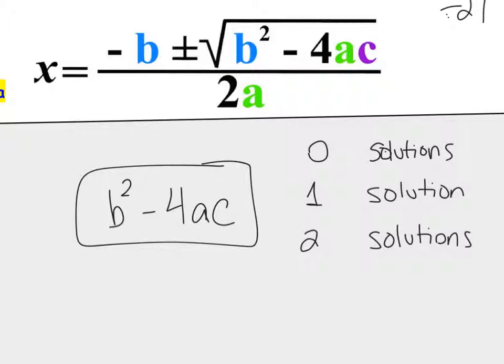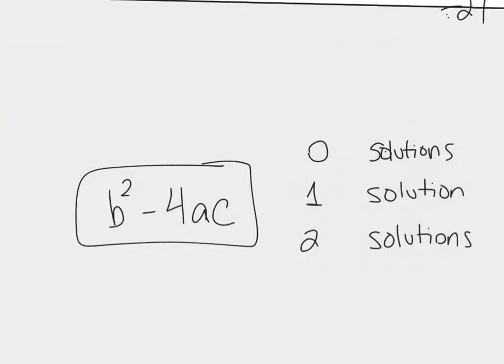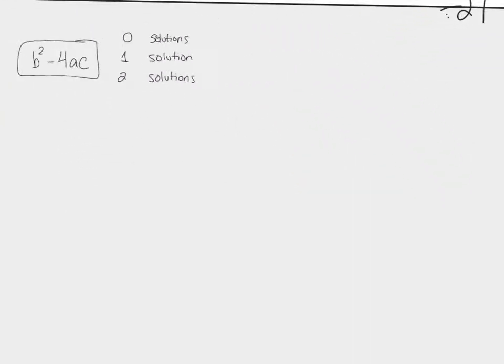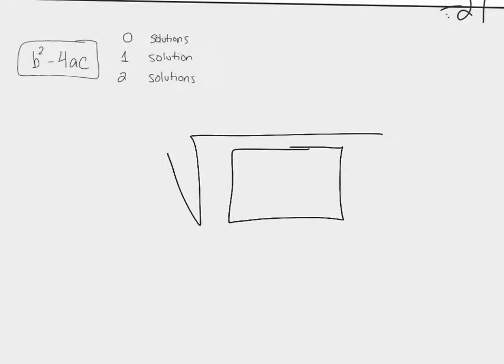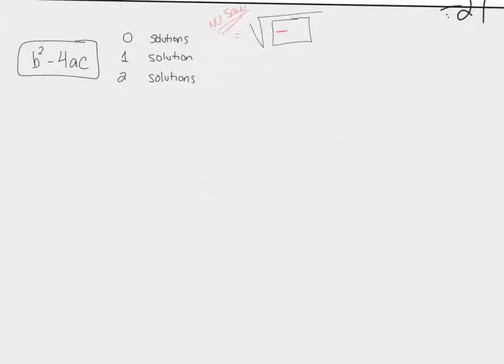Can you guys tell me, looking at square roots, what kind of number would I have to have inside here that I'm going to get no solution for? A negative, correct. A negative number on the inside of the square root is going to give you no solution.